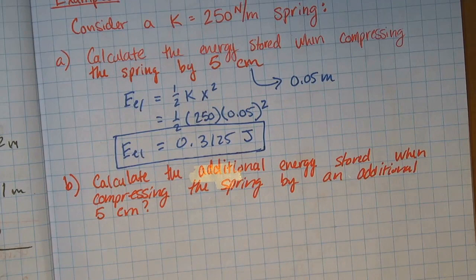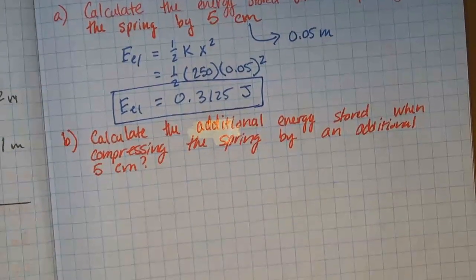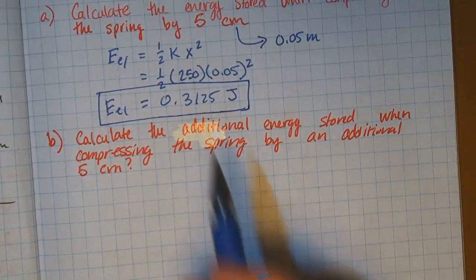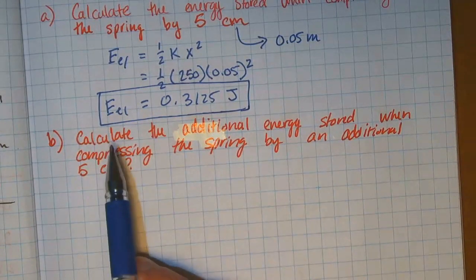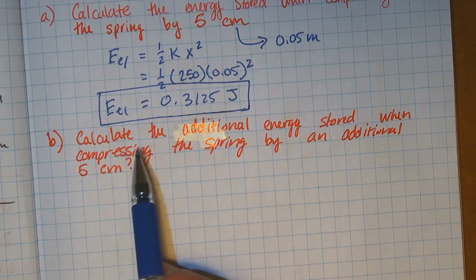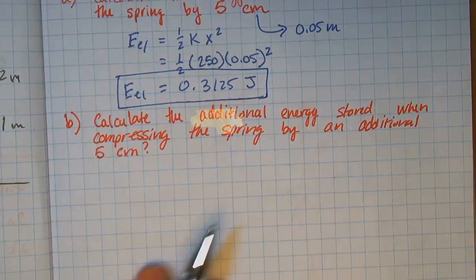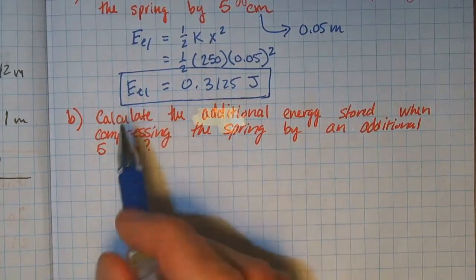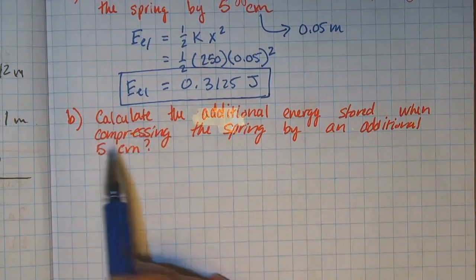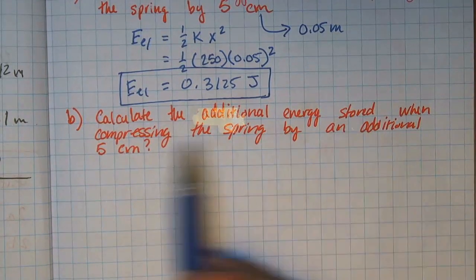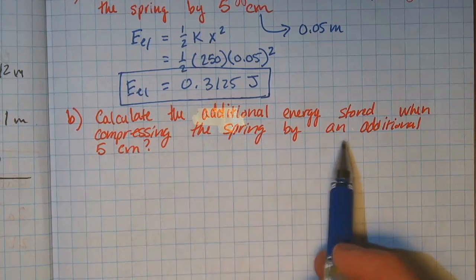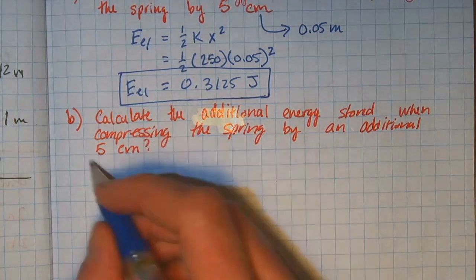0.3125 joules. So we obviously could have rounded that. Okay, part B, and this actually is not going to show up too much more, but just to show you that it's not linear, I'm going to give you this question. Again, I don't expect this to really show up on very much homework or anything like that, but it says calculate the additional work stored in the energy when you compress it an additional 5 centimeters. Okay, so let's try that.